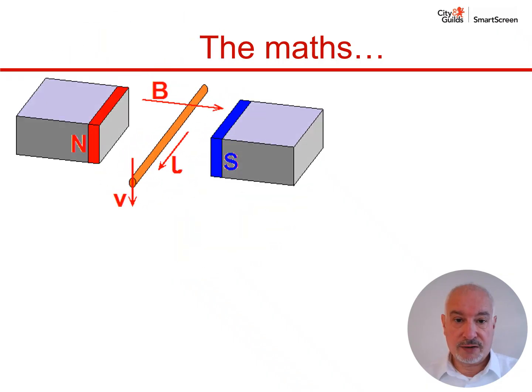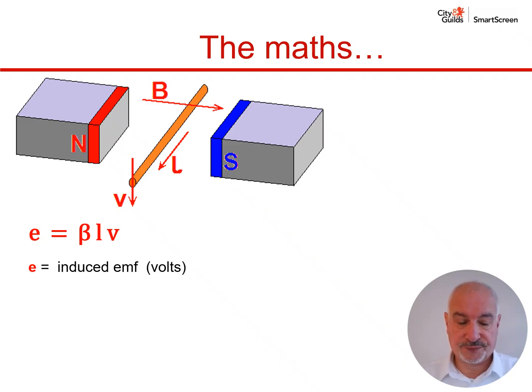We're going to look now at the maths that's involved in that. So this time in the diagram we've labelled up some parts of that diagram, and I'll explain them to you as we go along. So here is the formula, yet another formula to learn, and it is E equals BLv. E equals BLv.